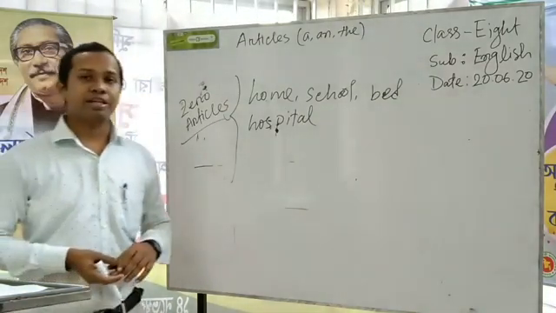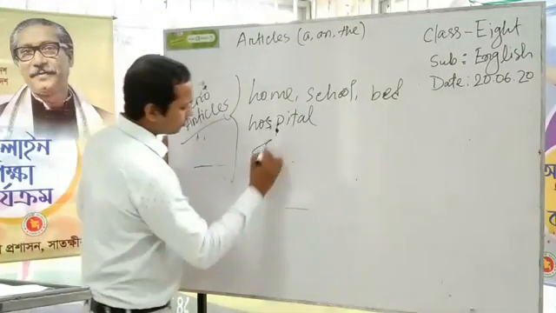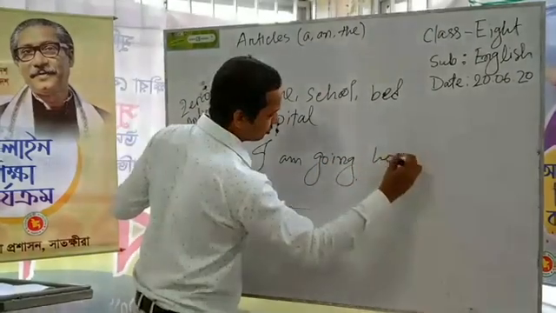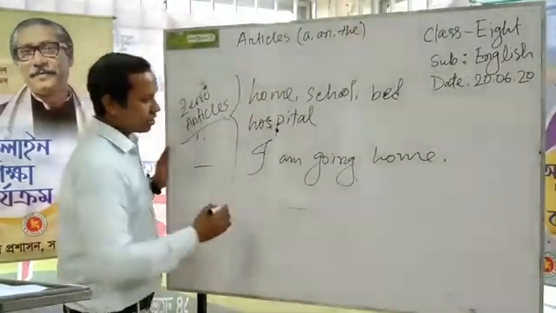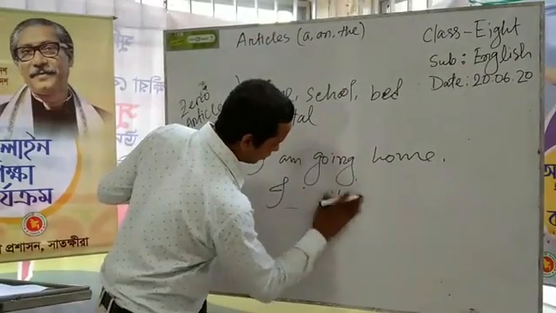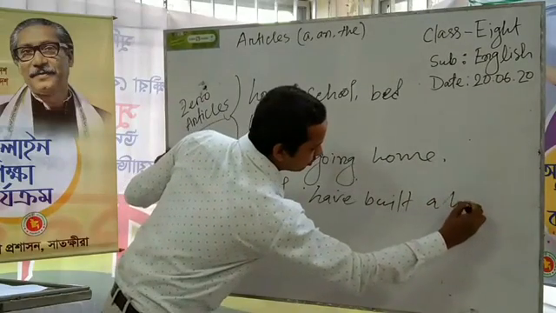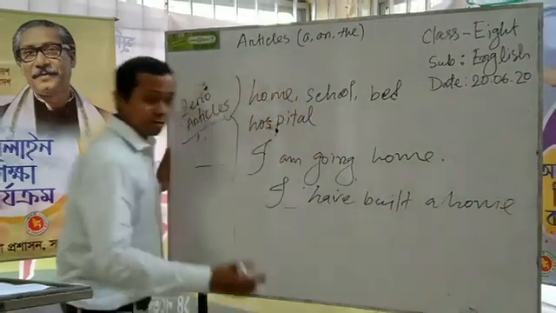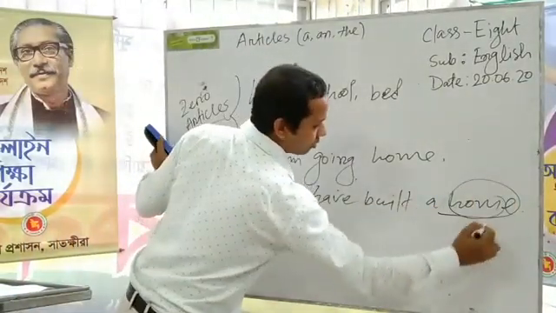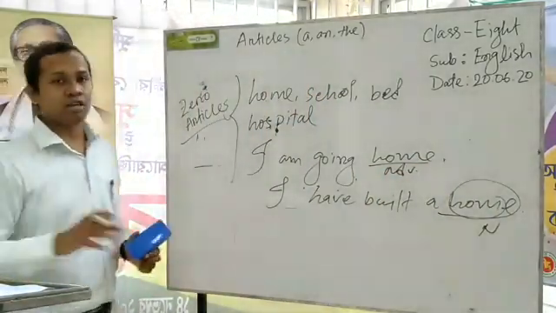But if you want to make it definite, then you can use an article. Like, I am going home. But if you say, I have built a home, you may use an article, but in that case it has become a noun, whereas here it is an adverb. So before any adverb, we will not use any article.